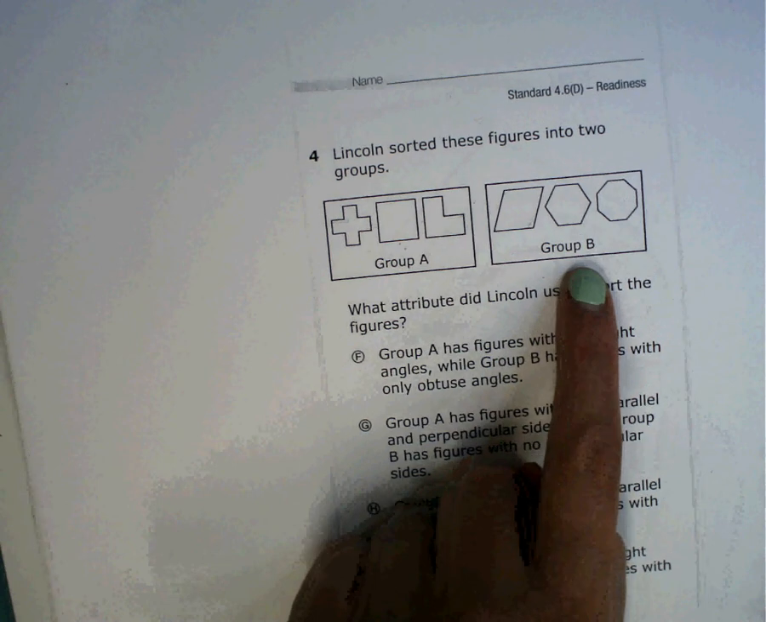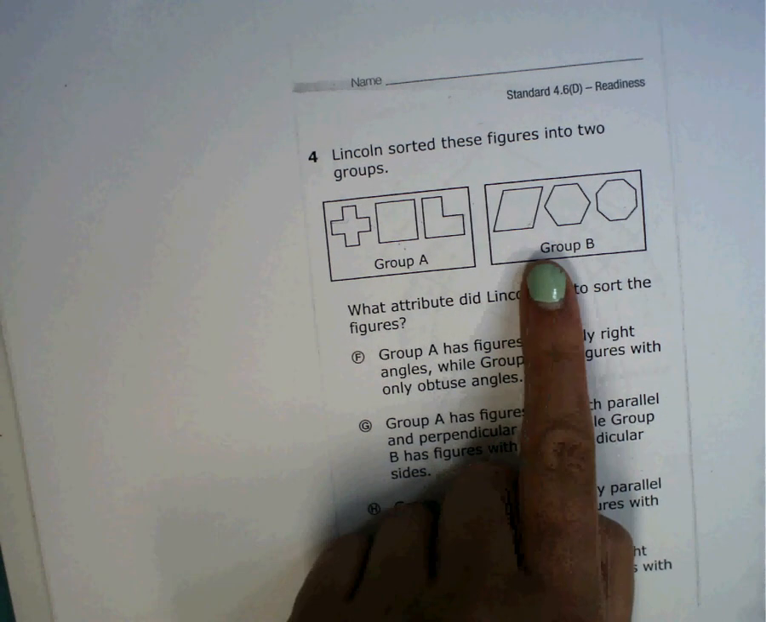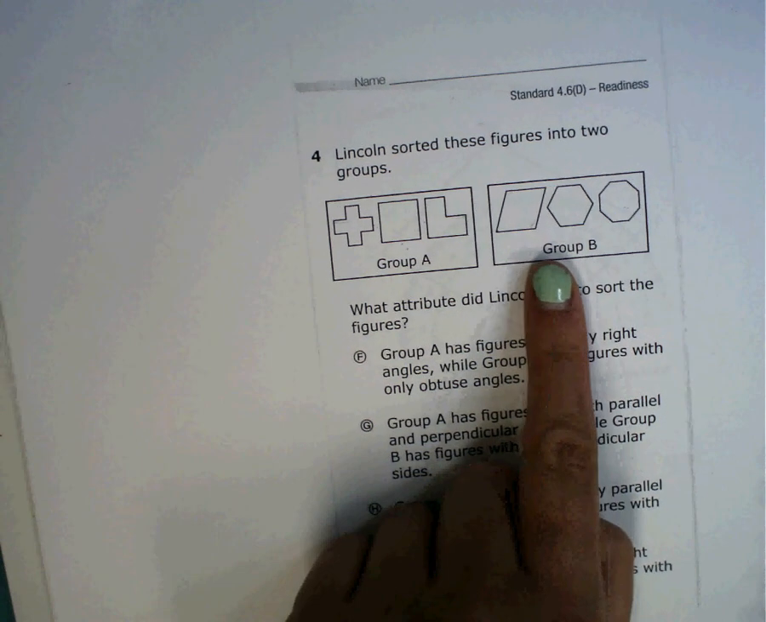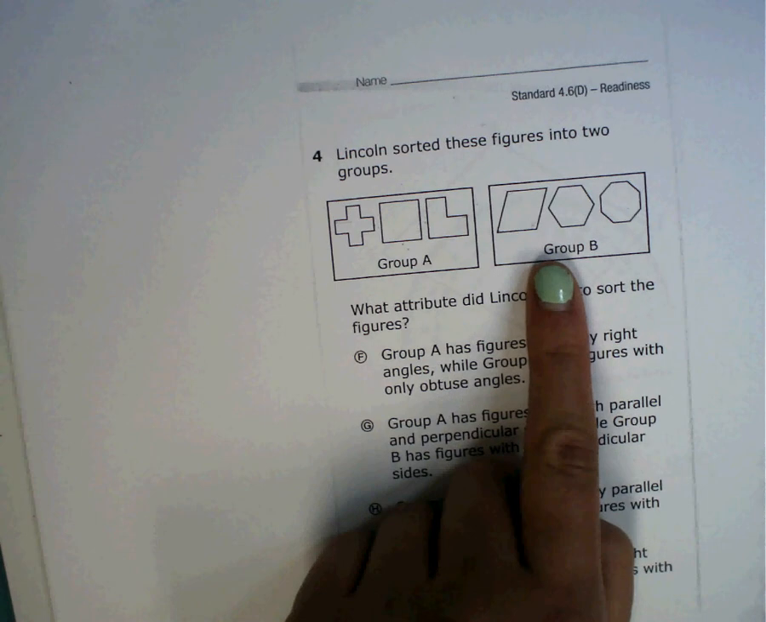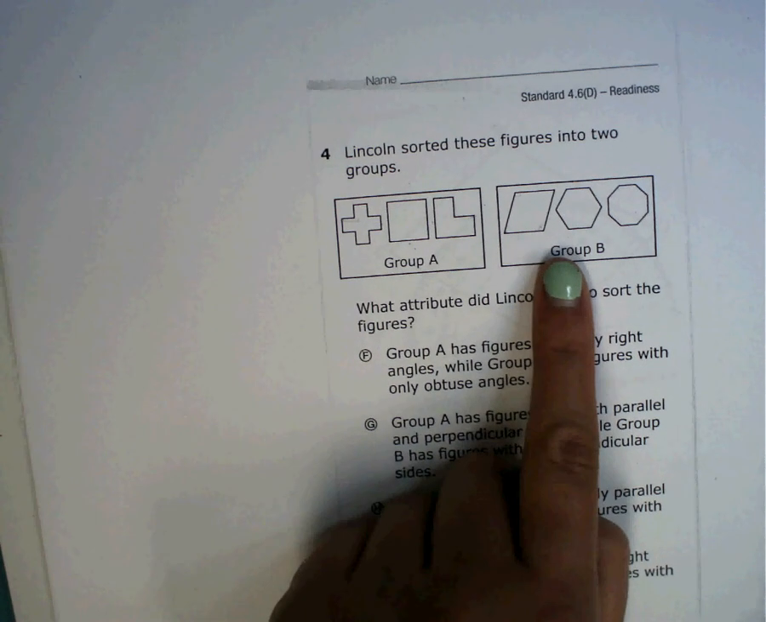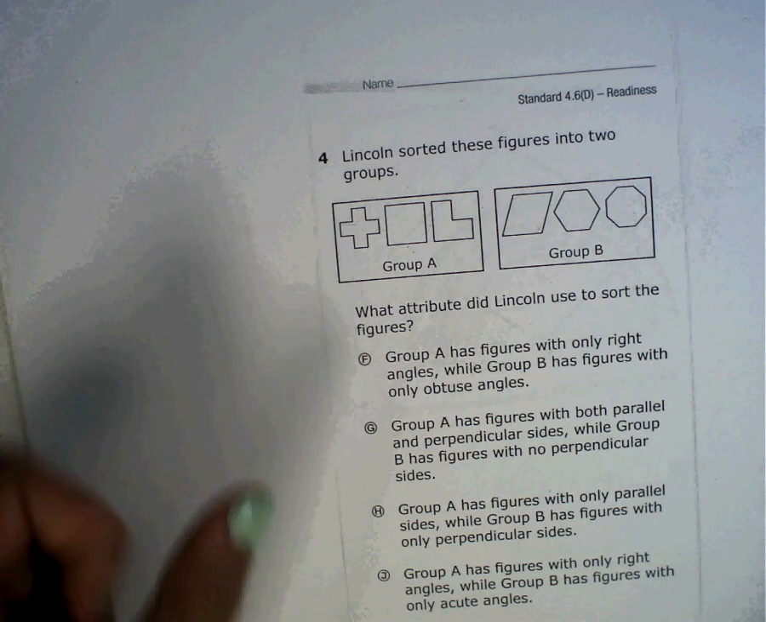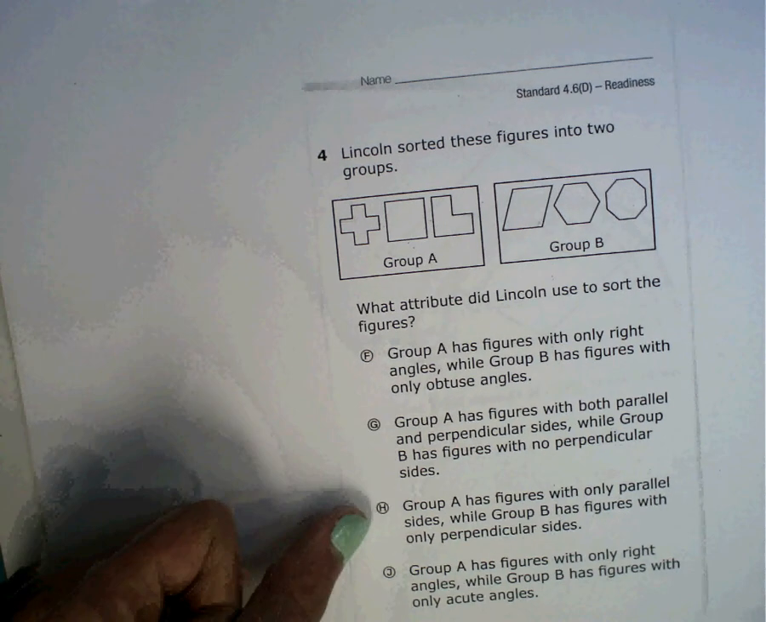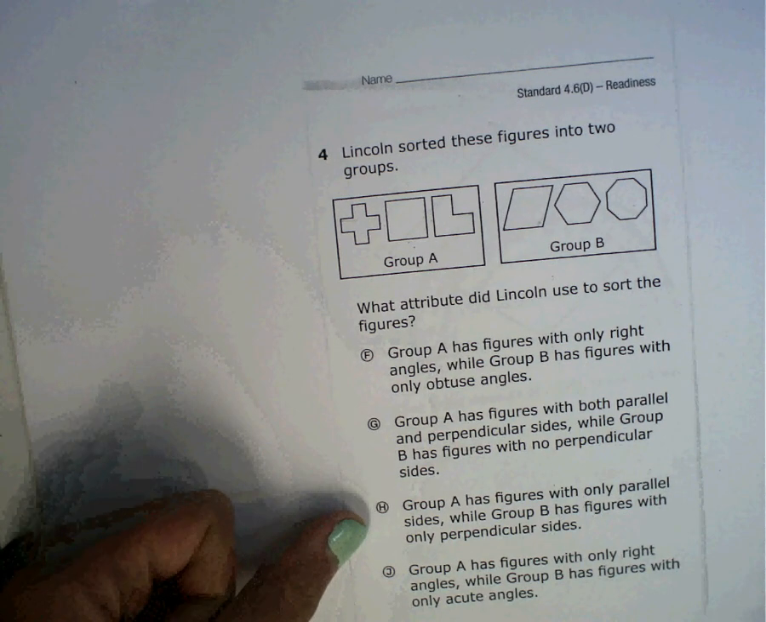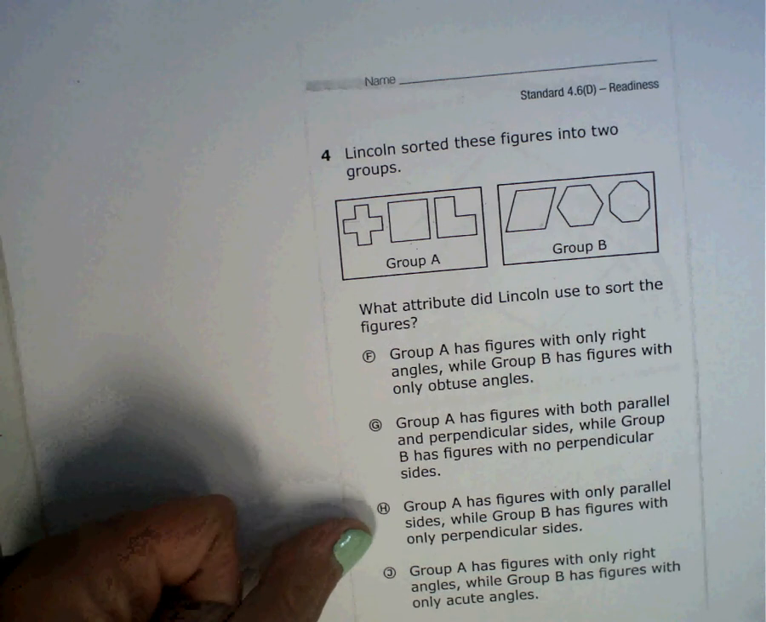So then it says Group B has figures with no perpendicular sides. Well, do we have any right angles over here? That's how you can tell whether you have perpendicular sides or not. Do we have any right angles? No, we don't. We have all acute and obtuse angles. That means that there are no perpendicular sides over here. So let's keep G in mind.